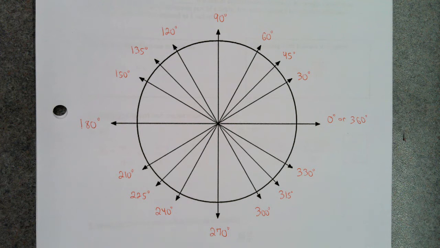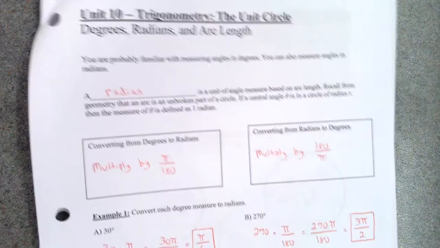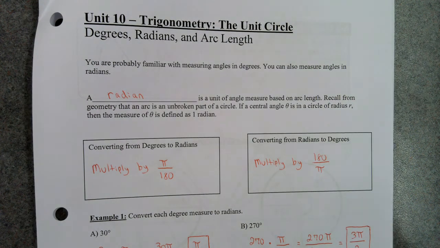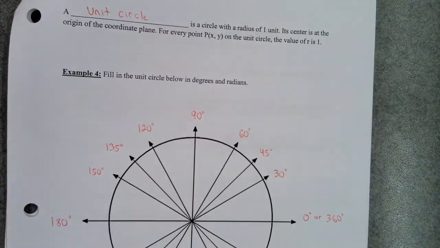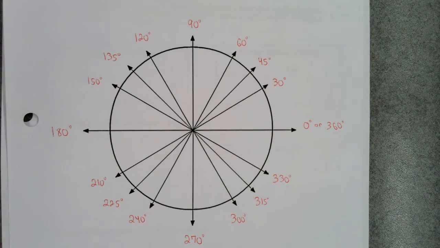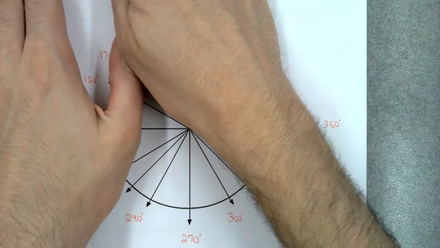All right, so now we also have to fill in the radians. Now, can you just take all these angle measures and multiply them all by pi over 180, like we did on the first page? Yes, but we don't want to do that, okay? You should be able to have these memorized. That's the goal. So let's try to learn it, and let's try to do the tricks, okay?